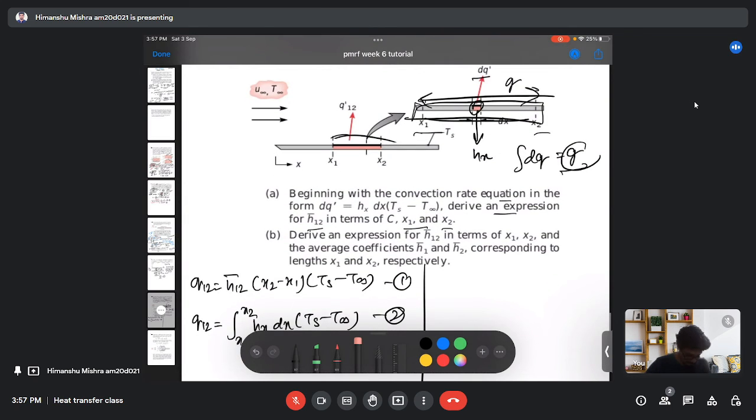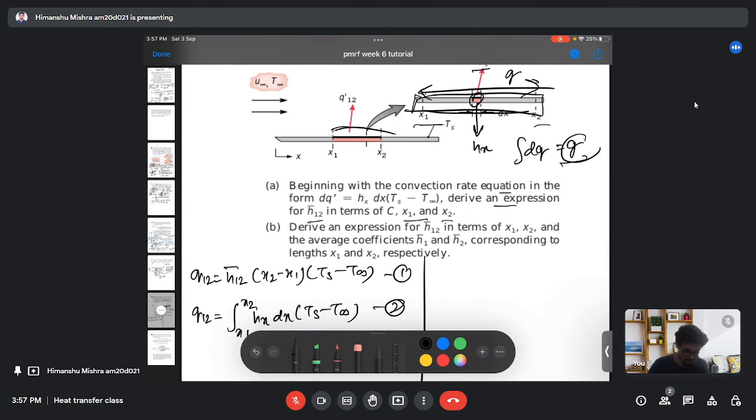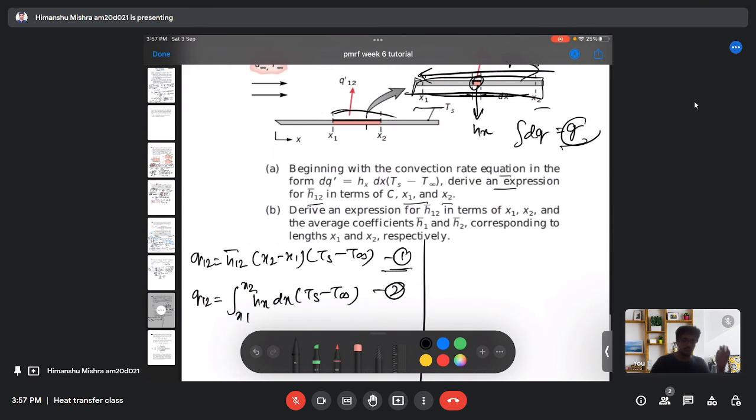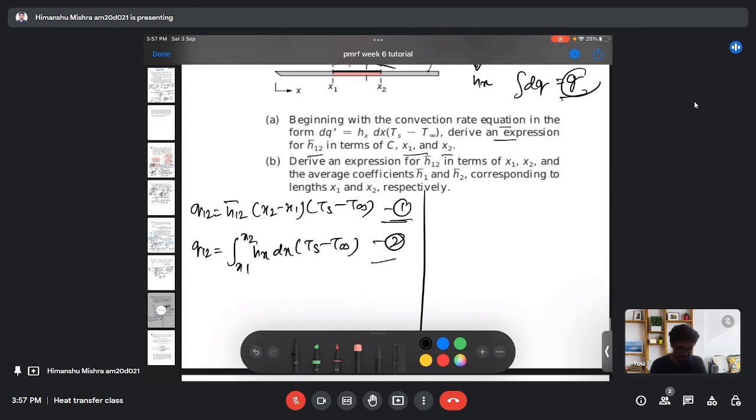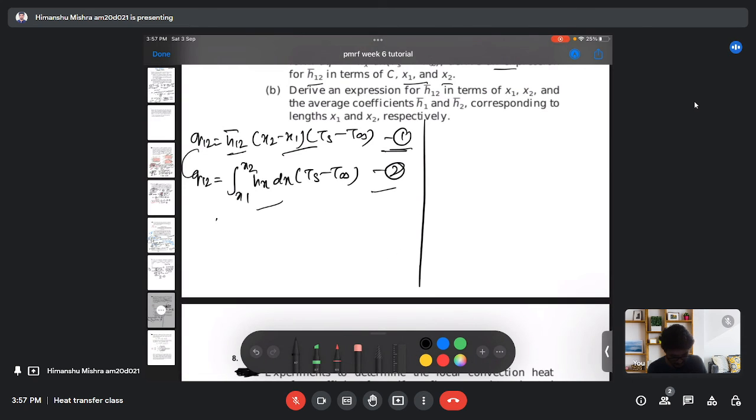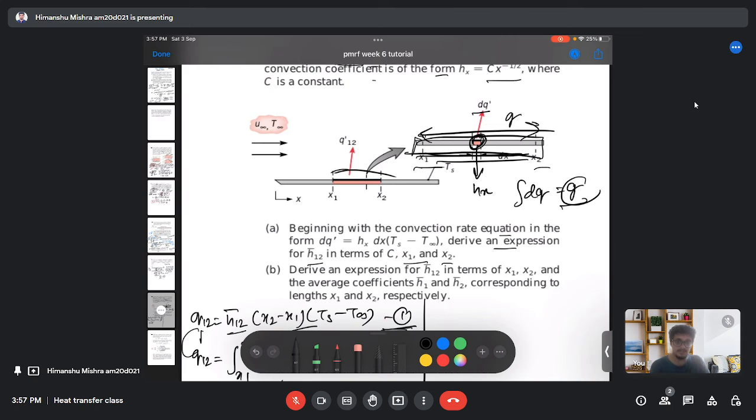We have two equations now. The total heat transfer rate is given already in the question by equation 1, and we can also find the total heat rate by integrating dq, by integrating the small patch over the entire plate from x1 to x2. So we have two equations, and we can combine them to solve for this h12. We can equate equation 1 to 2, because both give the total heat transfer rate. The first equation is given in the question, and the second equation we find by integrating the small heat rate over the small element.